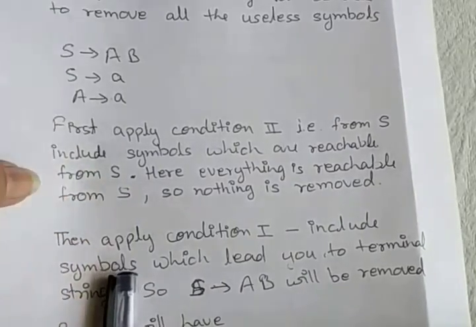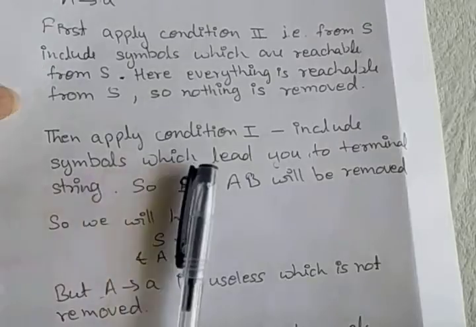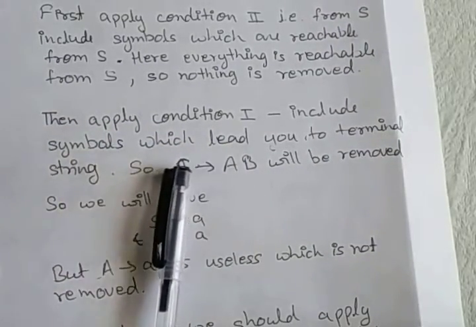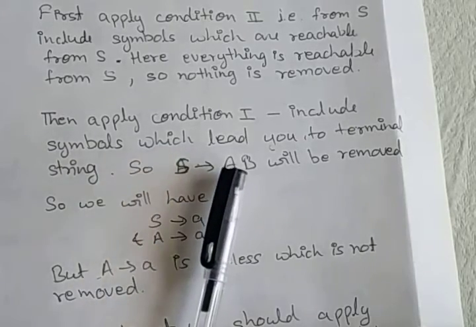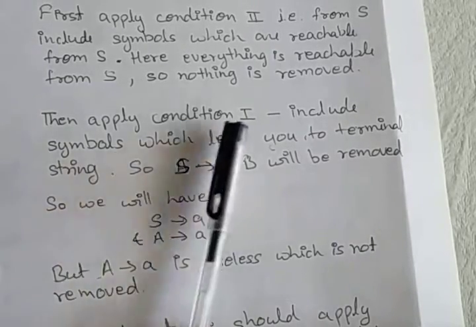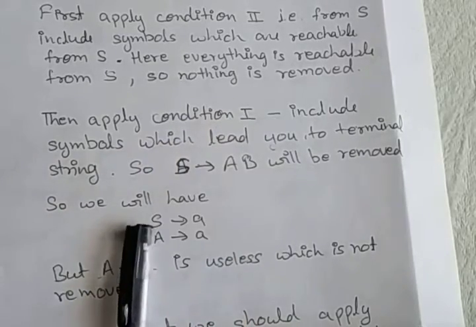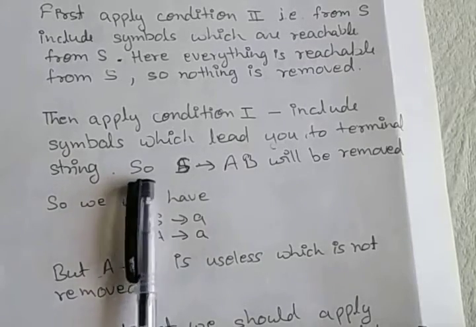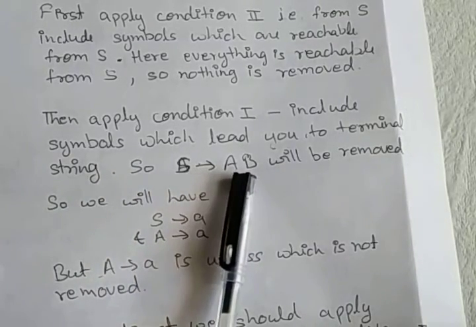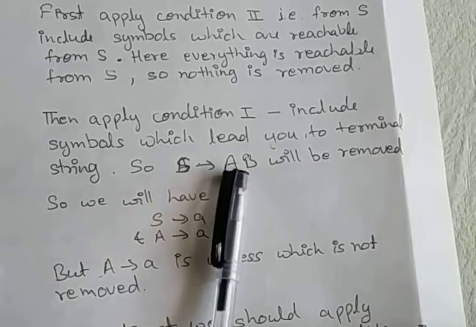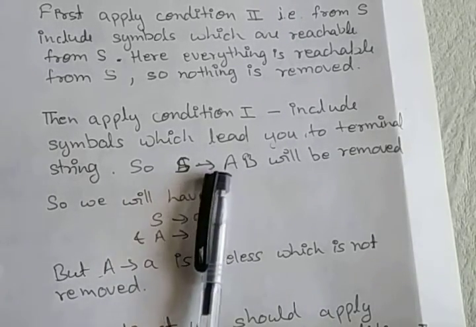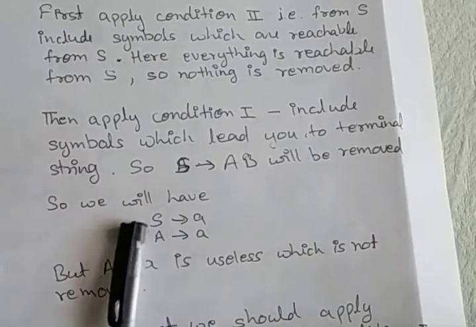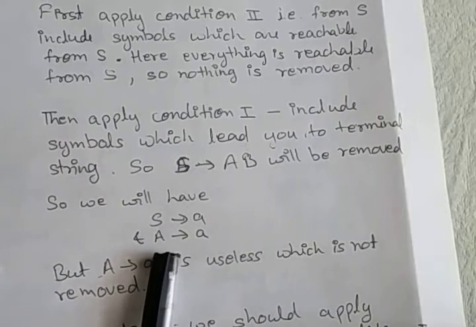Now, apply the first condition. First condition says that every non-terminal should derive terminal string. Then in this case, we have S tends to A and A tends to A. But B does not derive any terminal string, so this will become useless and we will remove this rule. But look at these rules. Are these valid rules? No, these are not valid rules.